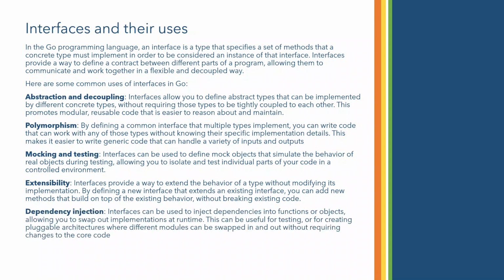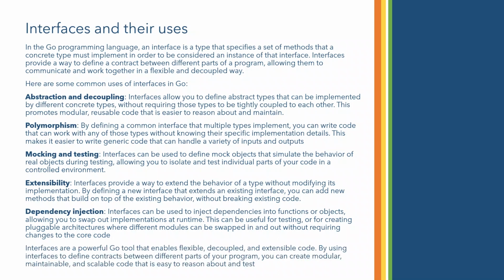Dependency injection. Interfaces can be used to inject dependencies into functions or objects, allowing you to swap out implementations at runtime. This can be useful for testing or for creating pluggable architectures where different modules can be swapped in and out without requiring changes to the core code.